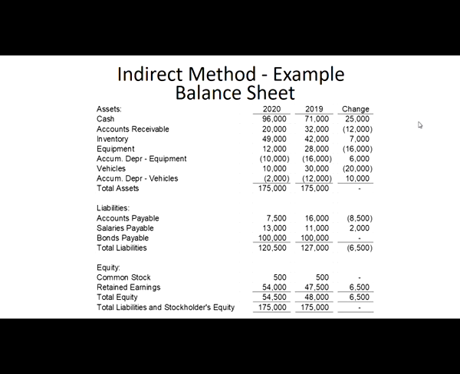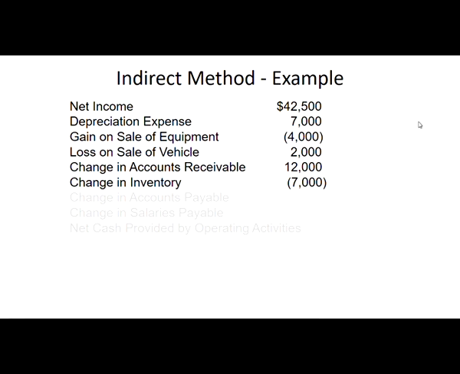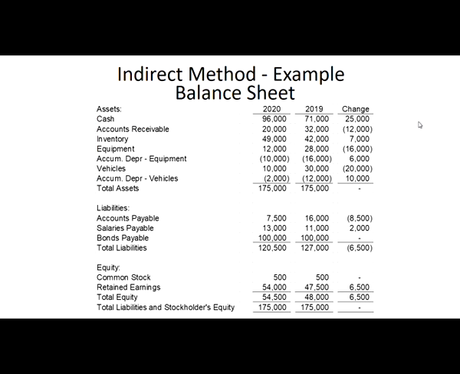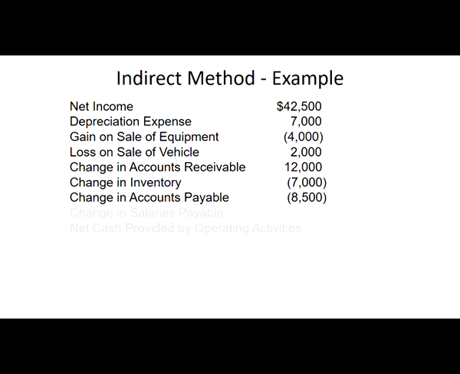Moving on to inventory. Inventory went up 7, and because assets are opposite, we're going to decrease it. Moving on. We're skipping equipment and vehicles because those are investing activities. Kicking down here to accounts payable. Accounts payable went down $8,500, but accounts payable is not an asset. So we do not do the opposite for accounts payable. We keep it as a minus.